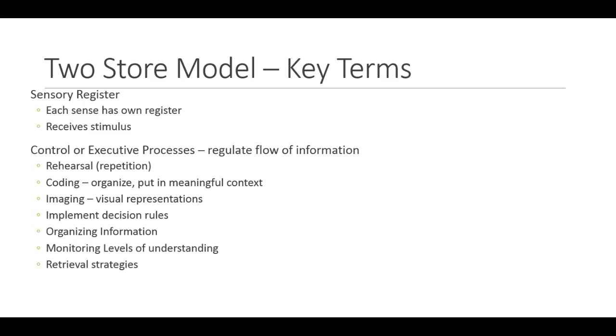We implement decision rules to help us regulate the flow of information, if this then that, and that's how information gets moved from one store to the other. Again, we organize information, or there's an executive process that helps us to organize information. Also, we monitor levels of understanding, or there's a process for us monitoring our levels of understanding. And then, of course, one of the processes that needs to be controlled is how we retrieve information from long-term memory, so that we can integrate it with the new information, and then again store it in long-term memory.